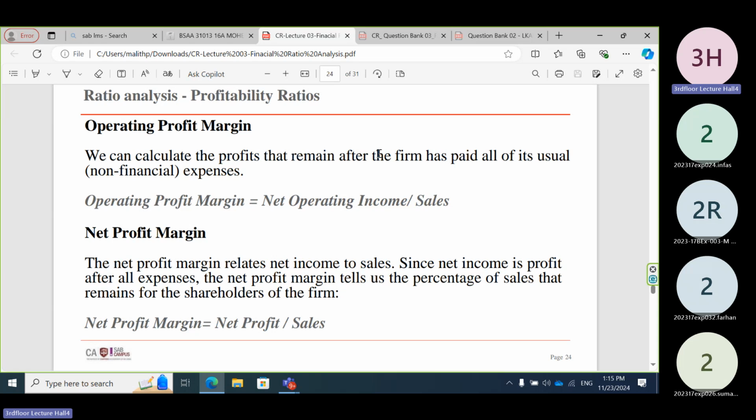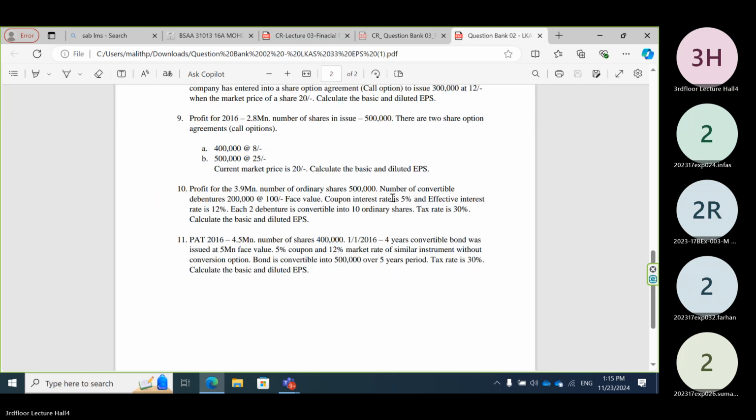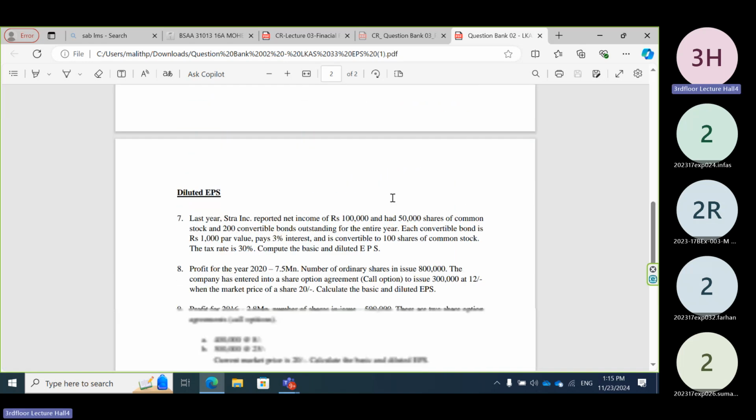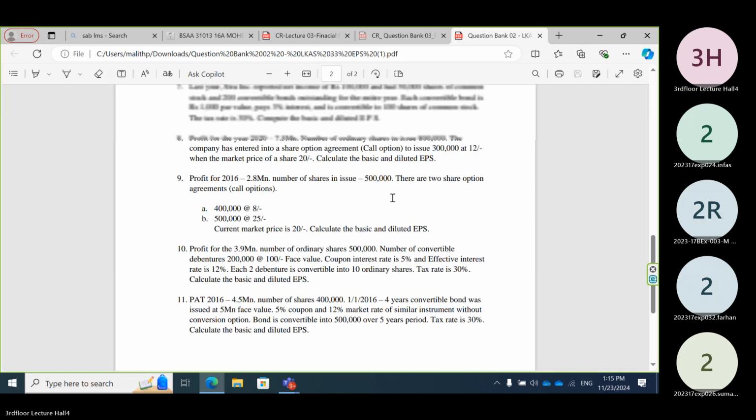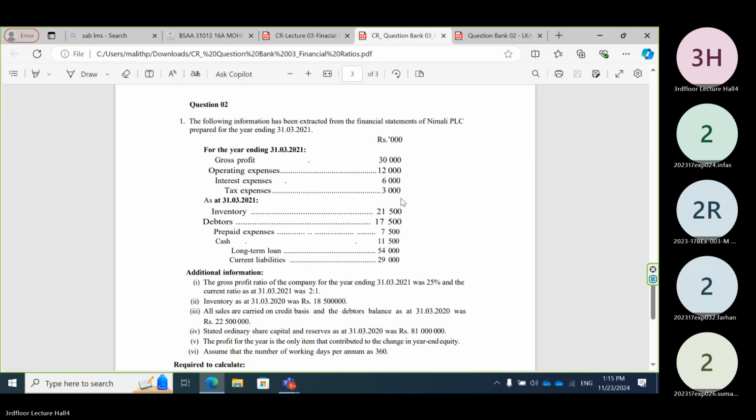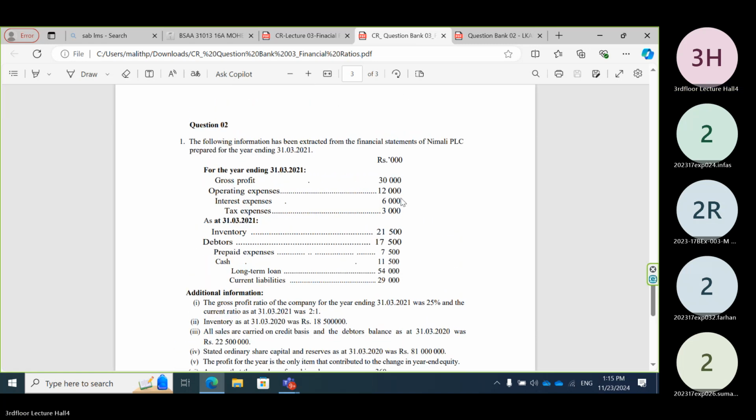You can do the calculation. I have uploaded it to the LMS. Question number 2, not question number 1. You can try this question. Can you all quickly do this?